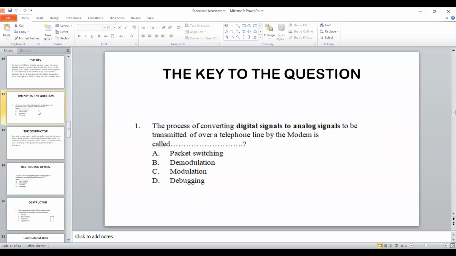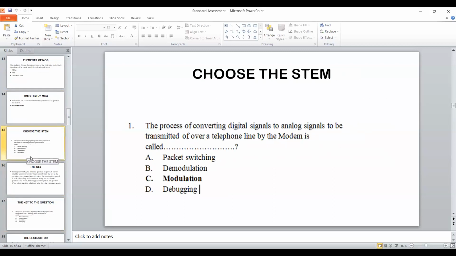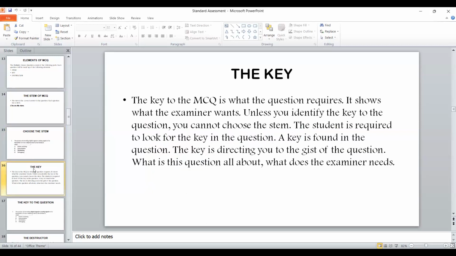question, the process of converting, no, I've moved far. Yes. MCQ. The process of converting digital signals to analog signals to be transmitted over a telephone line by the modem is in there. There must be one correct answer. Packet switching is off, debugging is off, demodulation, then modulation. That's how you should set your questions.